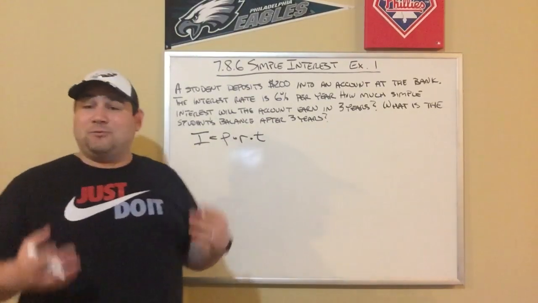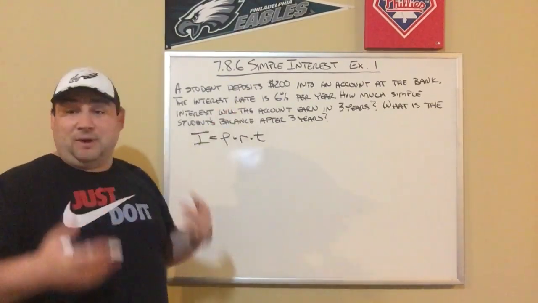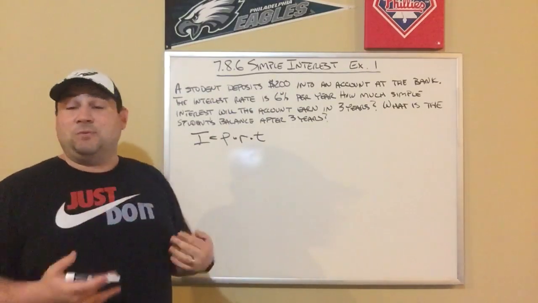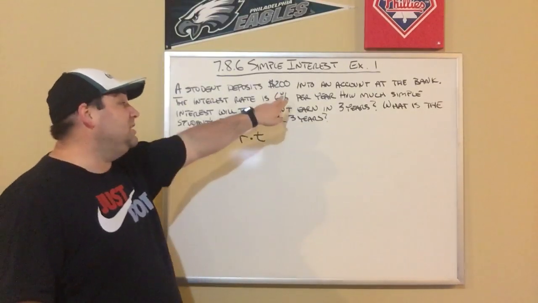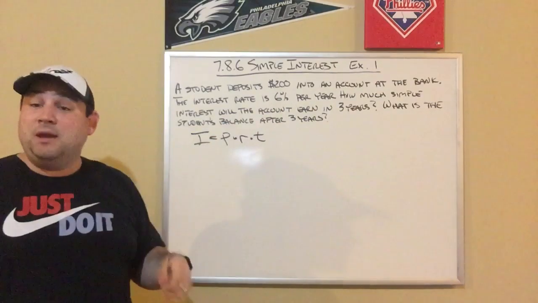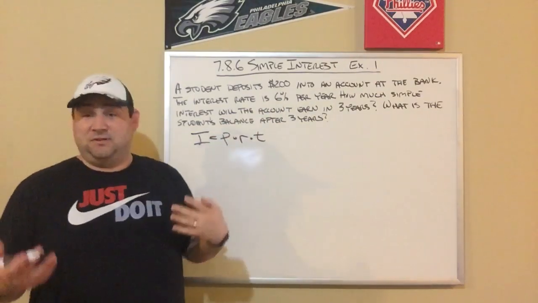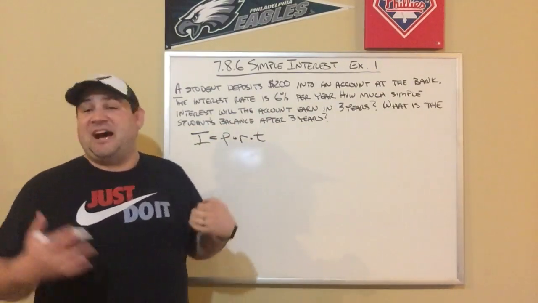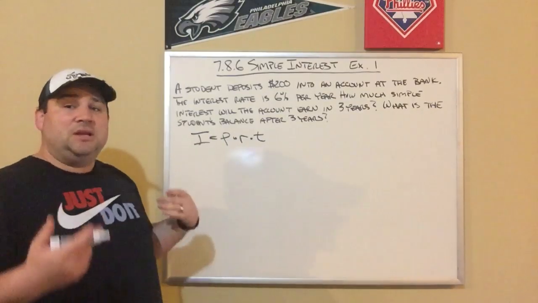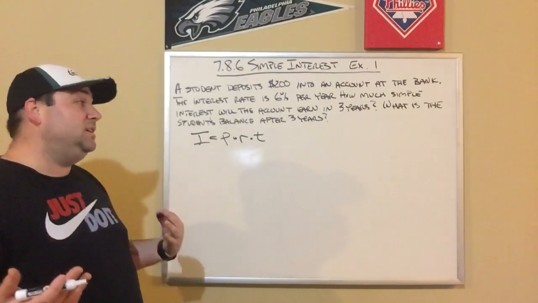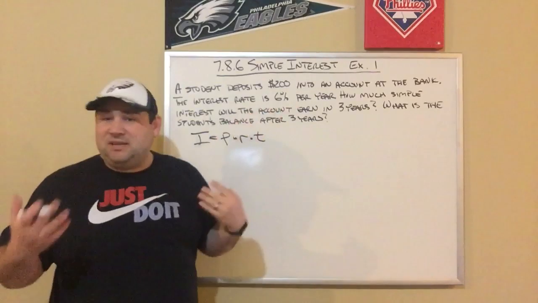R stands for the rate. The rate is the interest rate, the percentage. It always needs to be written as a decimal though. So you'll be given a percent, like this one we've been given 6%, but we need to make it a decimal when we use the formula. And finally, T stands for time. It's typically going to be years is what we're talking about. So the time in years, and that's going to be given to you in the problem as well.